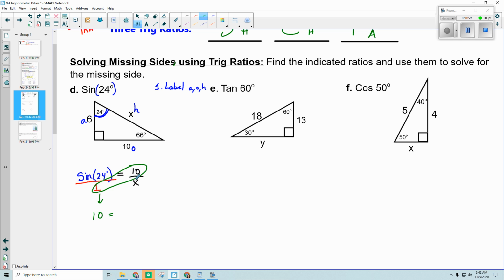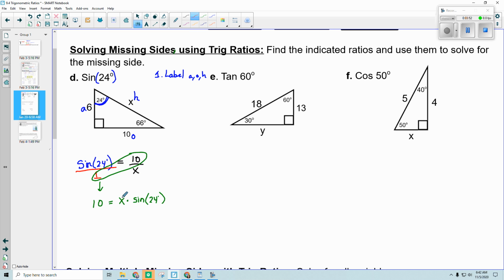On the other side, we have x times sine of 24 degrees. X times sine of 24. Well, when I do this, I can't really multiply those together, so I'm just going to put them next to each other, but they'll be multiplied. So x times, multiplied by, sine of 24 degrees. So I'll write it just like this.